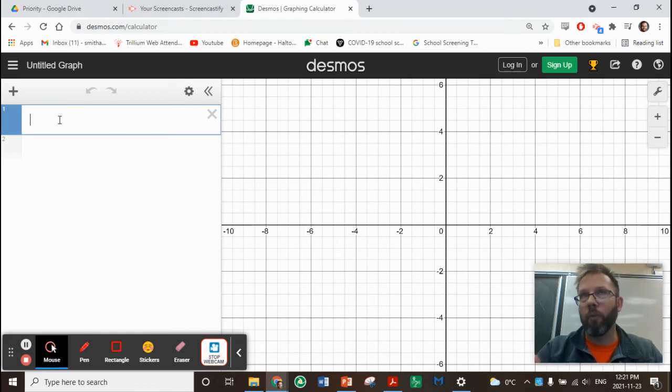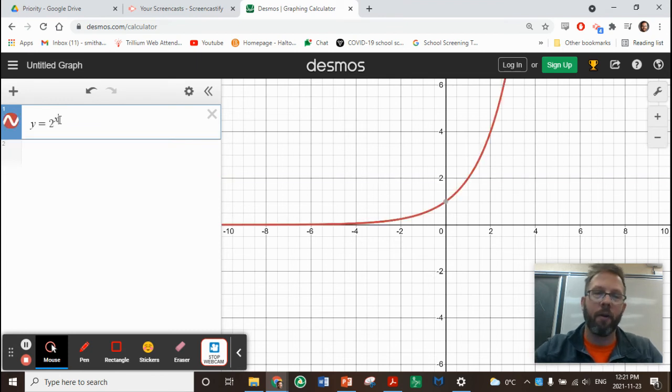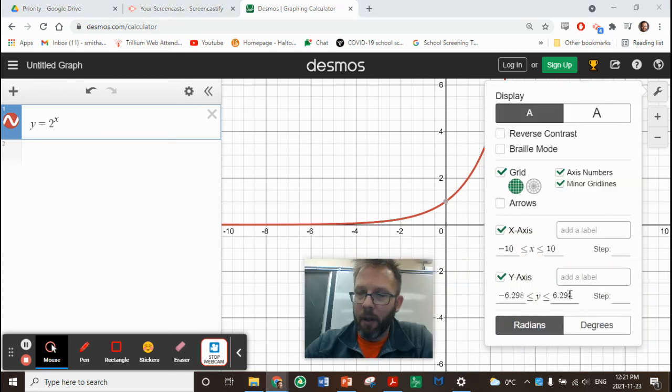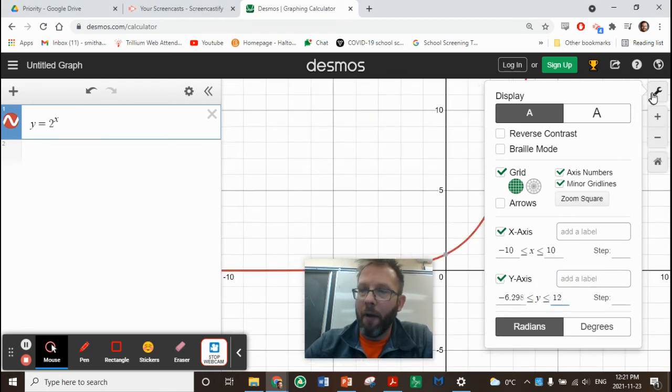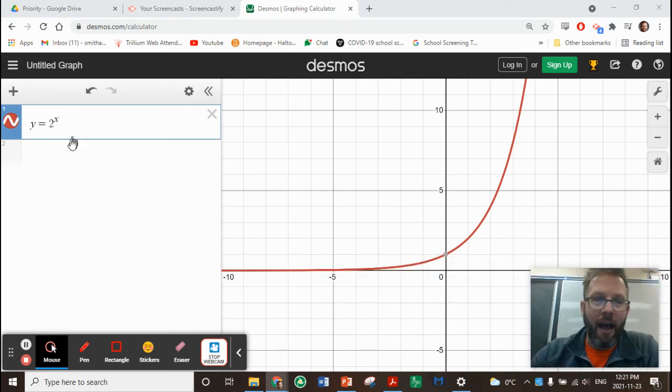We're looking for 2 to what power gives us 10. So we're going to look at the graph of y equals 2 to the power of x. Okay, there it is. There are several ways to go about this. My preference to make Desmos actually just show you where it is is to add a second function.